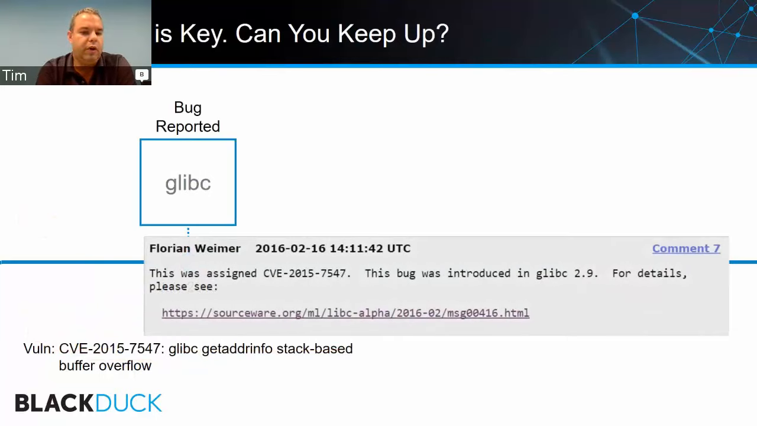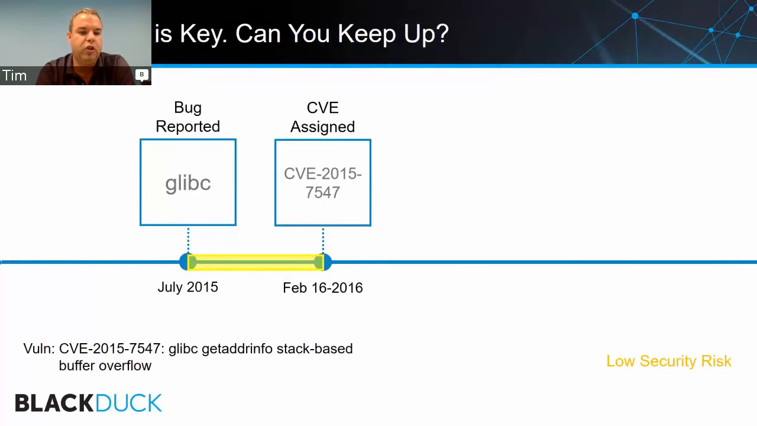A little over 9 months later, again on the list, a CVE was assigned to this, and that assignment was our CVE 2015-7547. This assignment occurred on the 16th of February and included information that the bug was introduced in glibc 2.9. So from July of 2015 through to February of 2016, there was an increasing risk because there was some awareness out there that a buffer overflow was present.